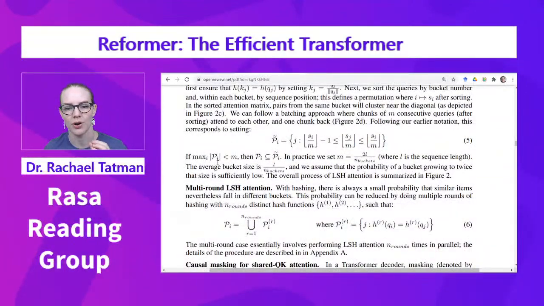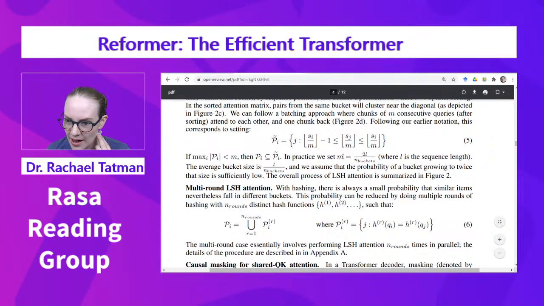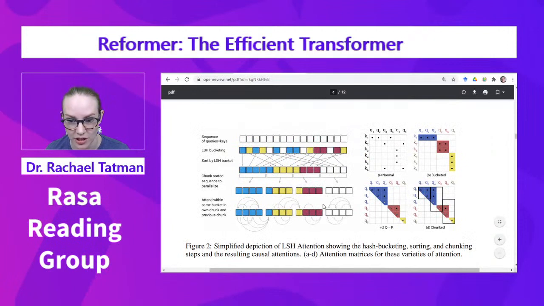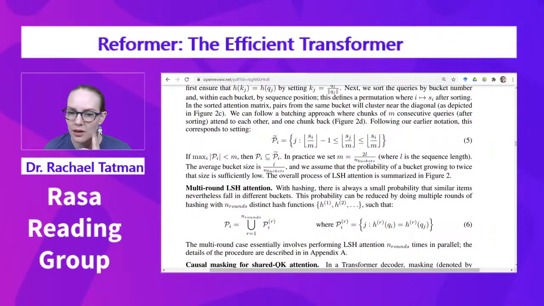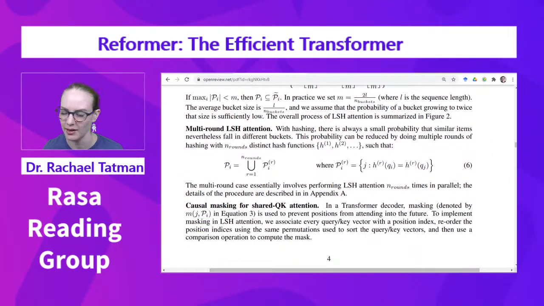Here they're saying that as long as the number of things that something can attend to is less than the number of chunks, then a single item's attention will fall into this set that they're defining here, I think is what that's saying. In practice, we set M to be twice the length divided by the number of buckets. So we're not going to reach the situation where you have 3 chunks all the same. On average, the maximum number of chunks in a row that will have the same bucket in them is going to be 2. That's what this bit is. Okay, and then we assume the probability of a bucket going to twice that size is sufficiently low. The overall process is summarized in figure 2. Okay, so that makes sense to me.